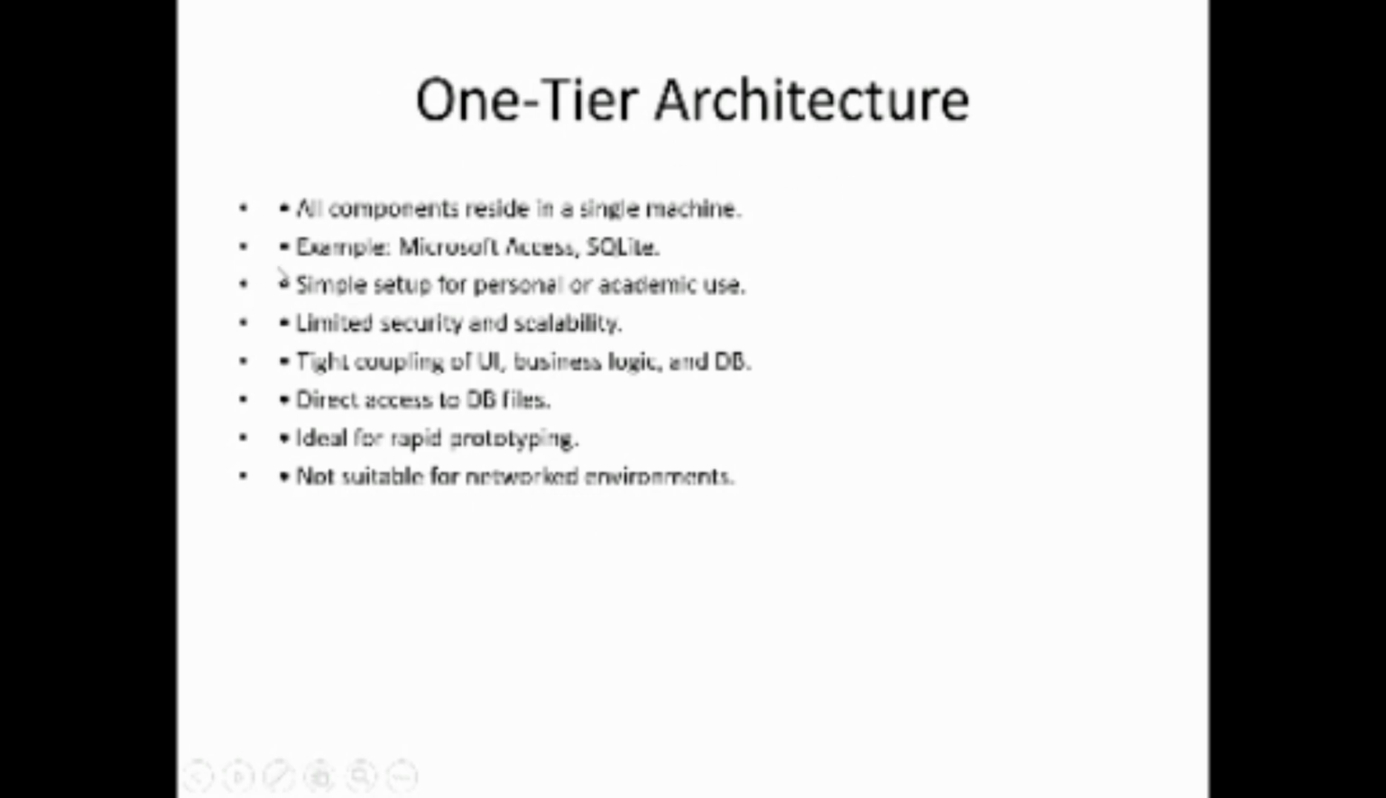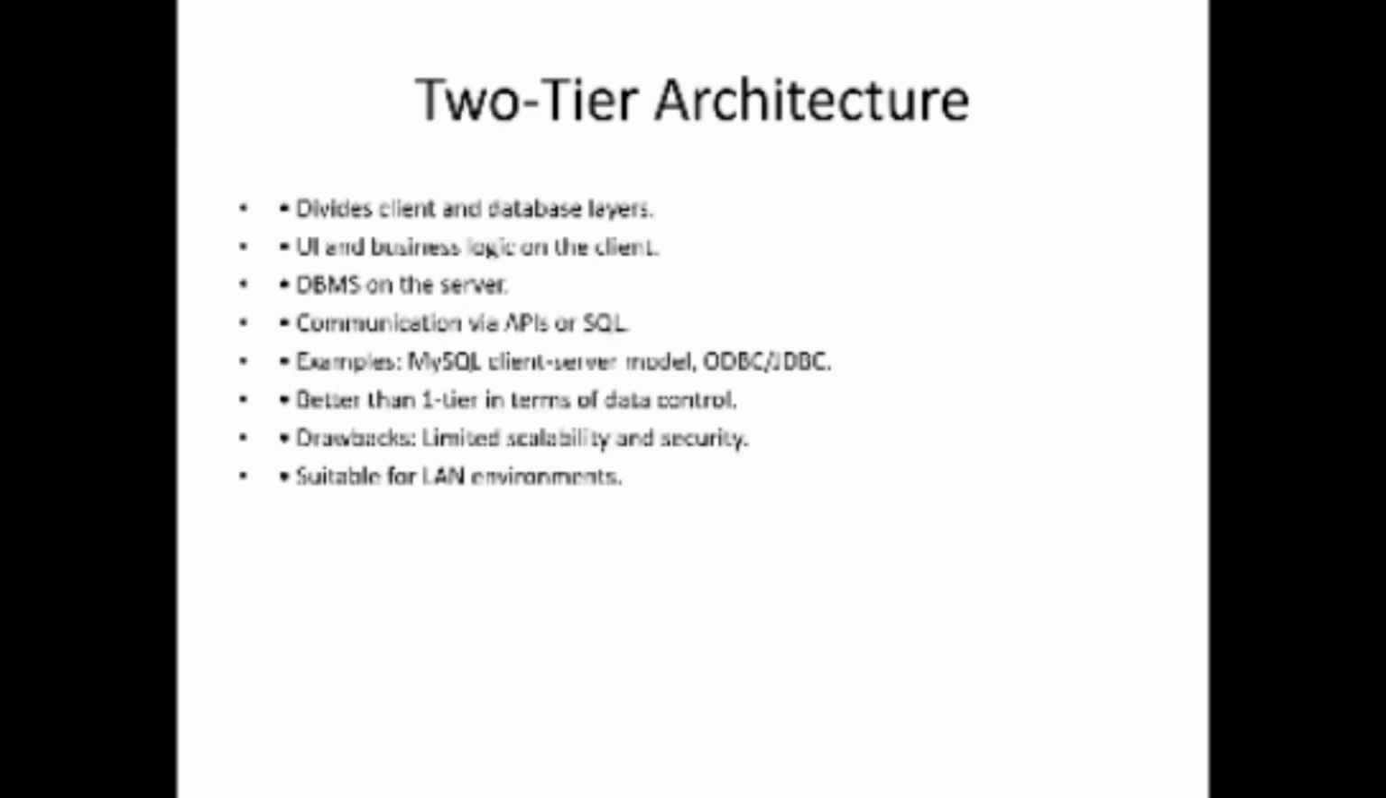1-tier architecture. All components reside on a single machine. Examples: Microsoft Access, SQLite. Simple setup for personal or academic use. Limited security and scalability. Tight coupling of UI, business logic, and DB. Direct access to DB files. Ideal for rapid prototyping. Not suitable for network environments.